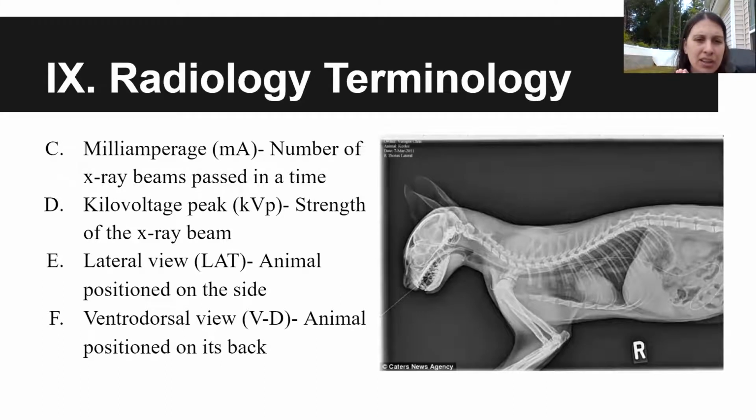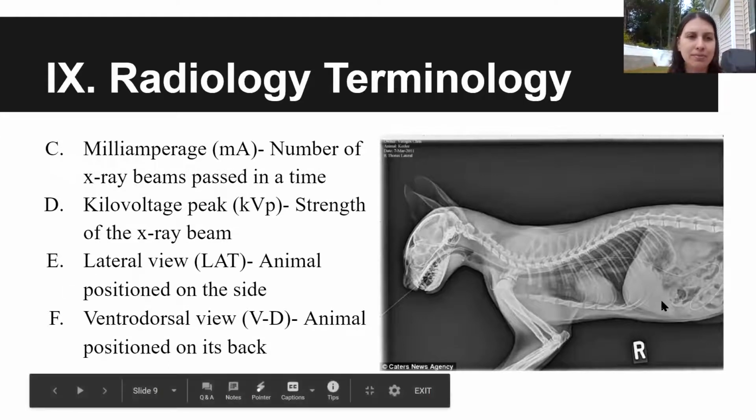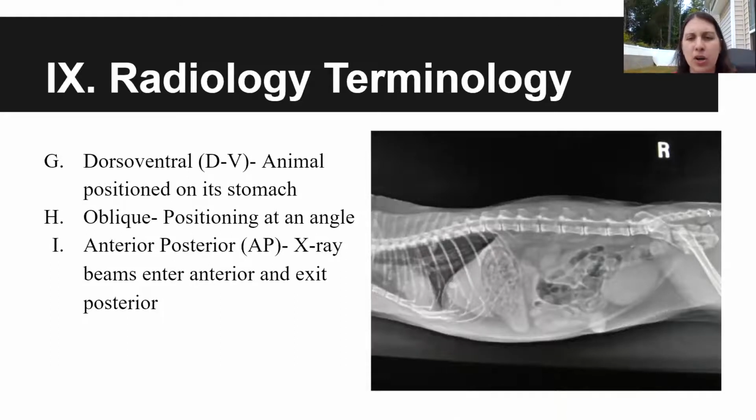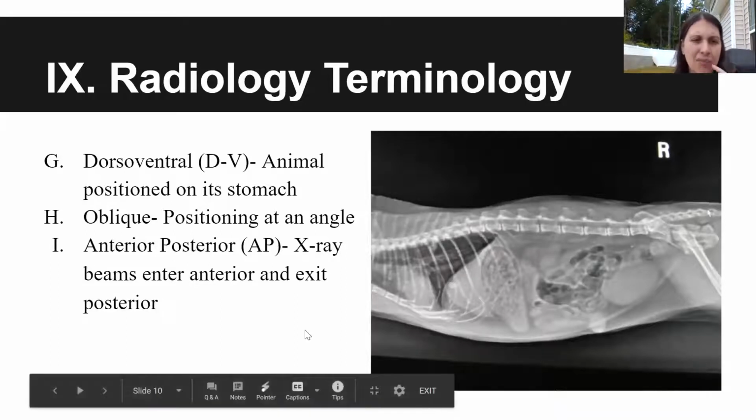Lateral view is how the animal is positioned on the side. And then ventrodorsal is if the animal is on its back. So basically, it's on its side versus on its back. Dorsoventral is if the animal is on its stomach. If it's on its stomach, then you're probably going to be looking for something on the back.